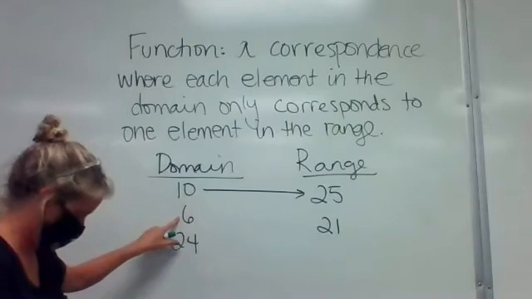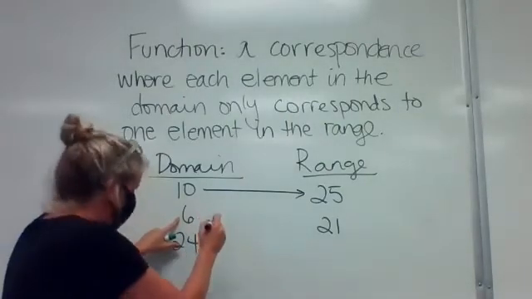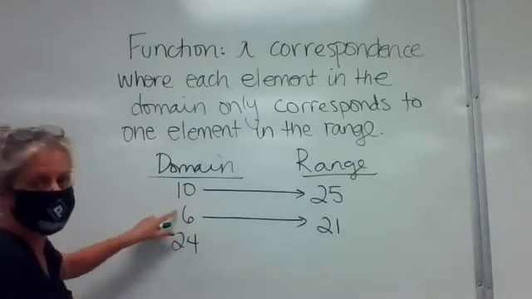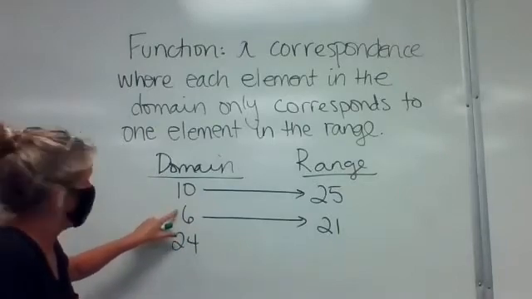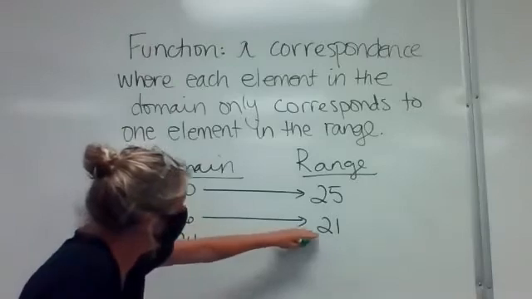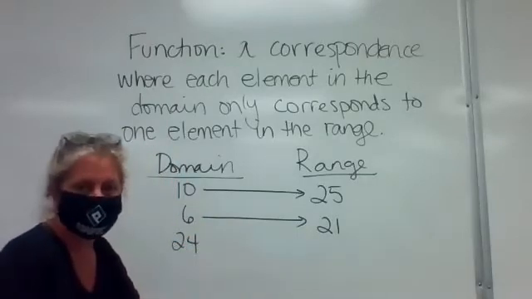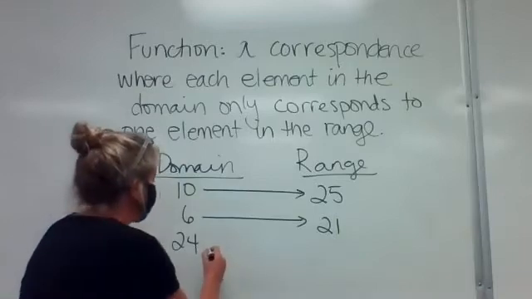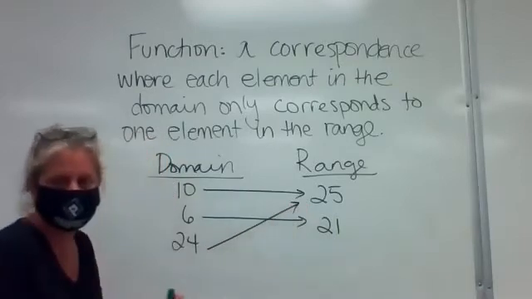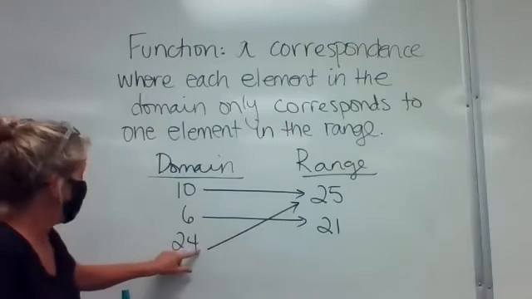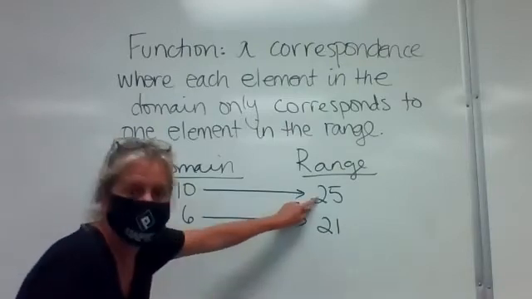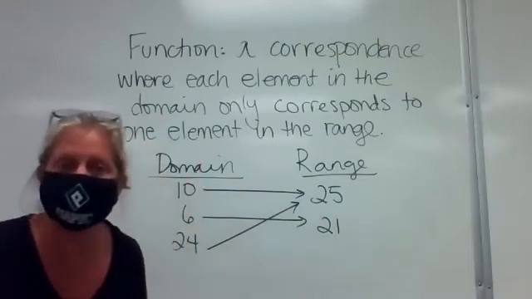The 6 goes to 21. So once again, this element in the domain only went to one element in the range. The 24's arrow also goes to 25. Here's where it gets kind of a little wonky. This element in the domain only goes to one element in the range, right?